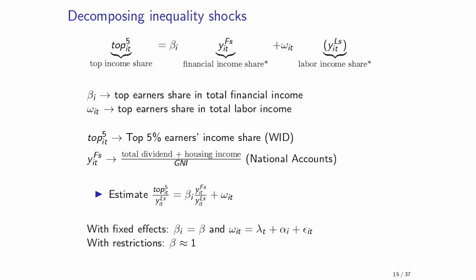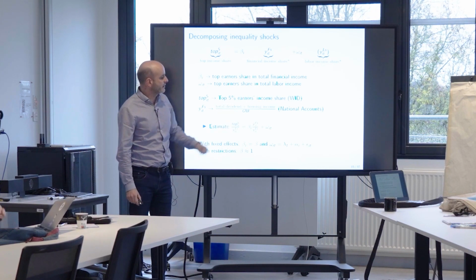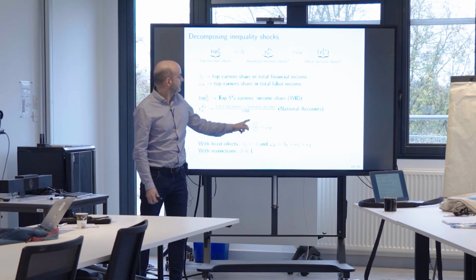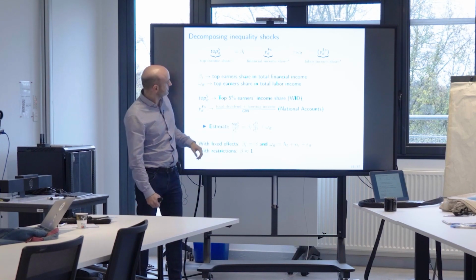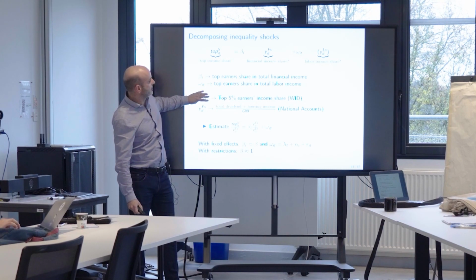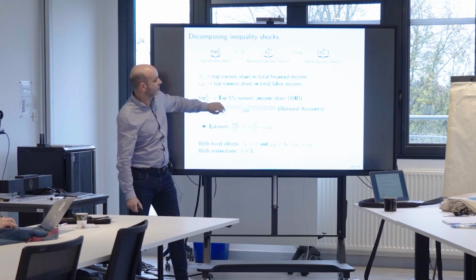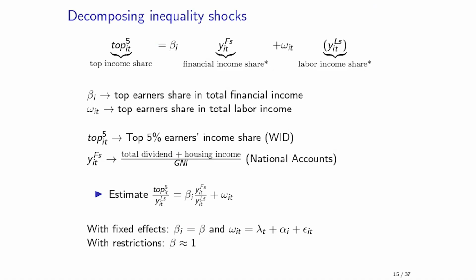So what we do is we divide the labor share we observe. So we divide everything by the labor share, and we're going to get top 5% income divided by labor share. And here, the top 5% we take from the World Income Database, and the financial share we have from the national accounts. So essentially, we have everything. And the labor share is 1 minus the financial share.